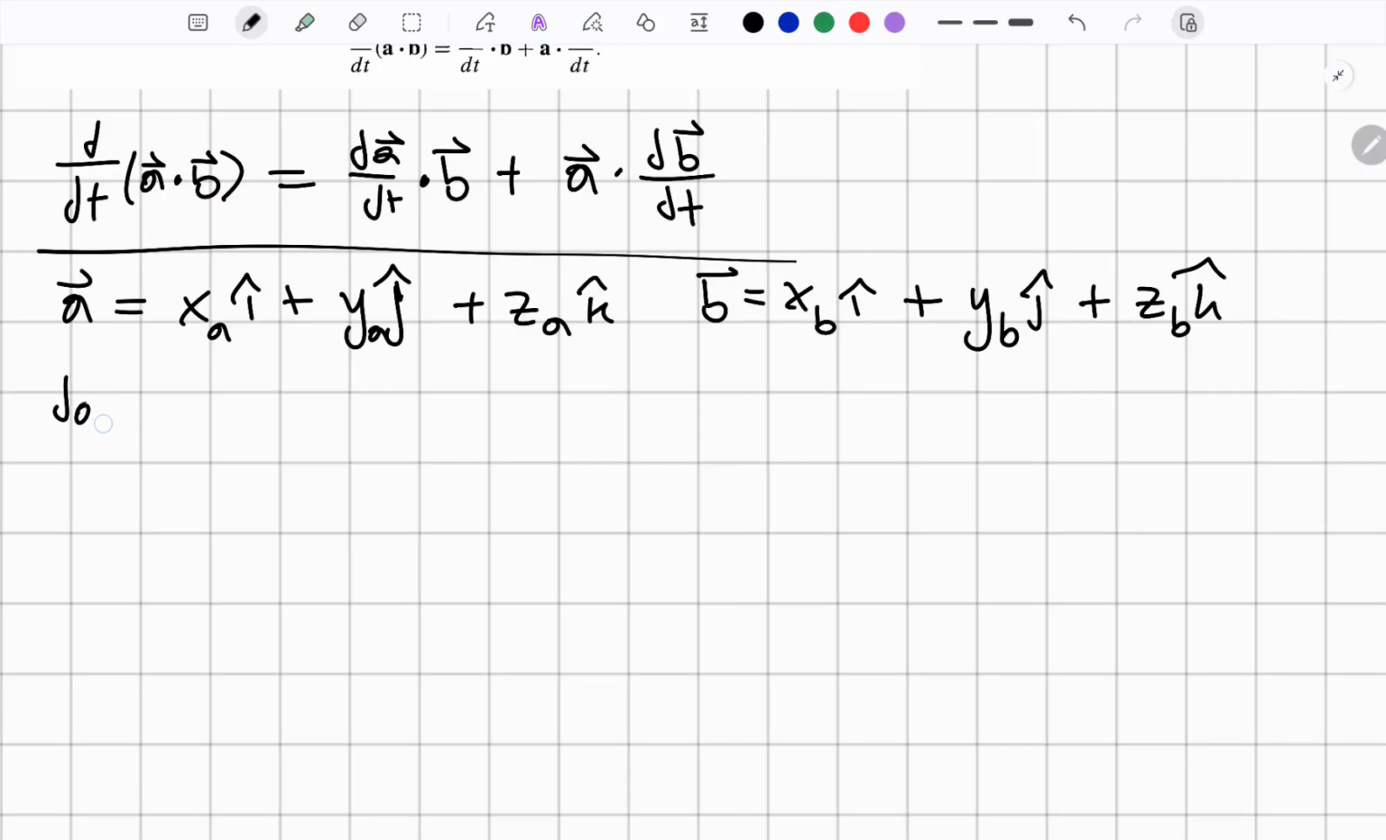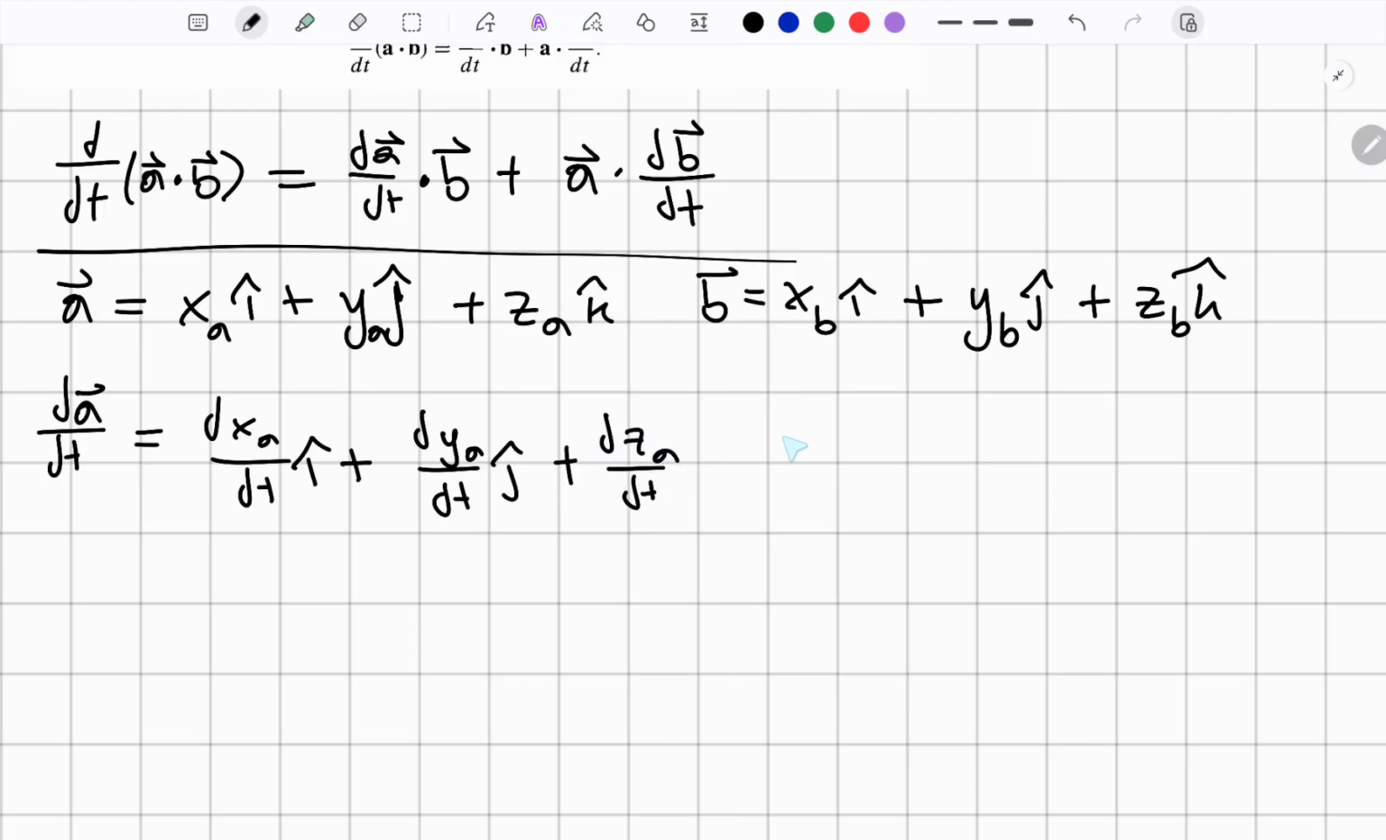So we can find dA over dt, which operates on each component of the vector. So we're going to have dxa over dt, dya over dt, dza over dt, and we'll do exactly the same thing here for vector B.